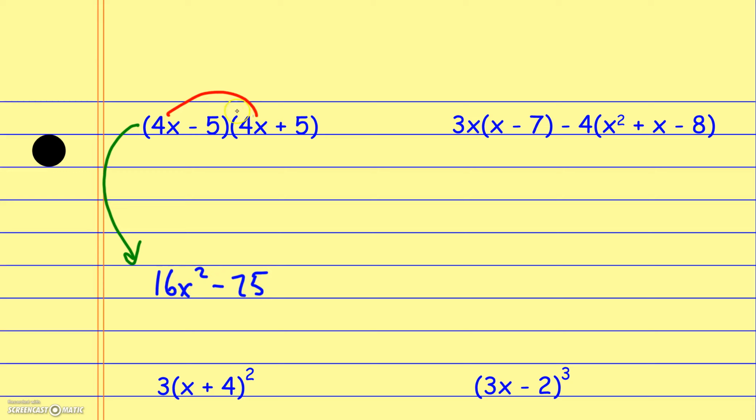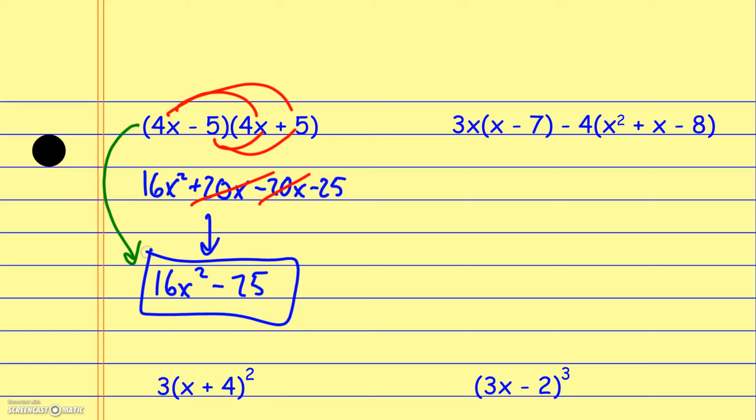If you just use your distributive property and multiply this out, you don't have to know that shortcut. You will get the same thing. Here I get a 16x squared plus 20x. When I distribute the negative 5, I get a minus 20x and a minus 25. And now we can see when we combine these like terms, the middle terms cancel each other out, give me a 0. Which leads to the same result that I got before. So just remember, when you're multiplying conjugates, you can take a little bit of a shortcut there.